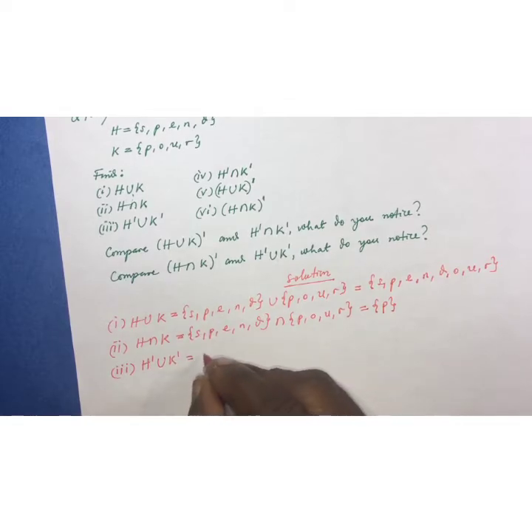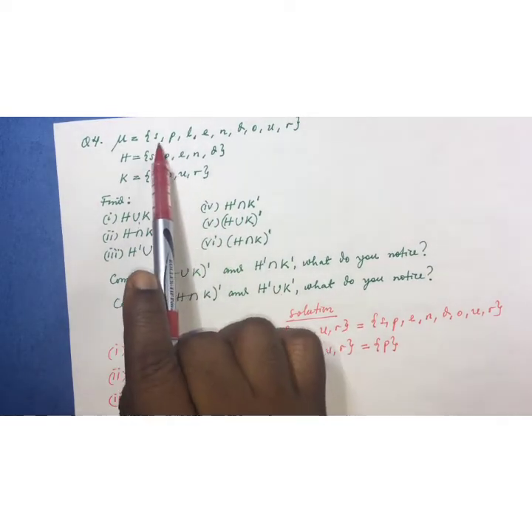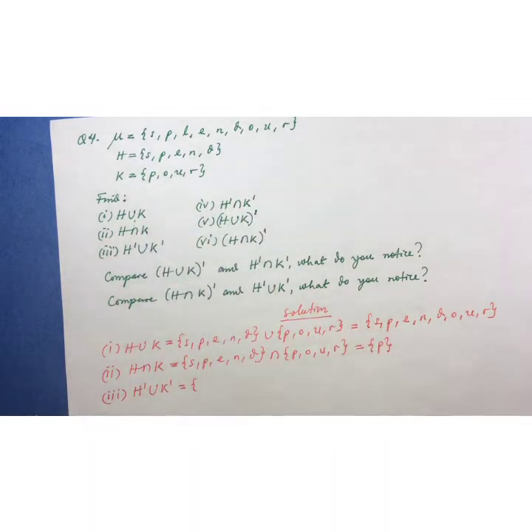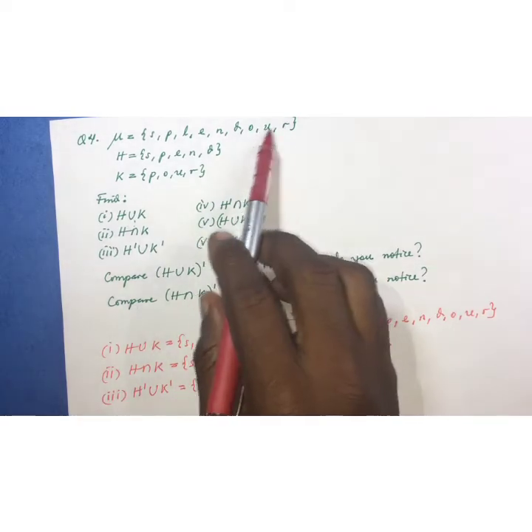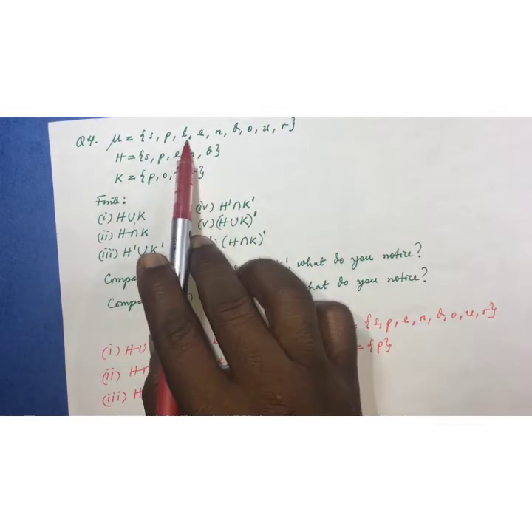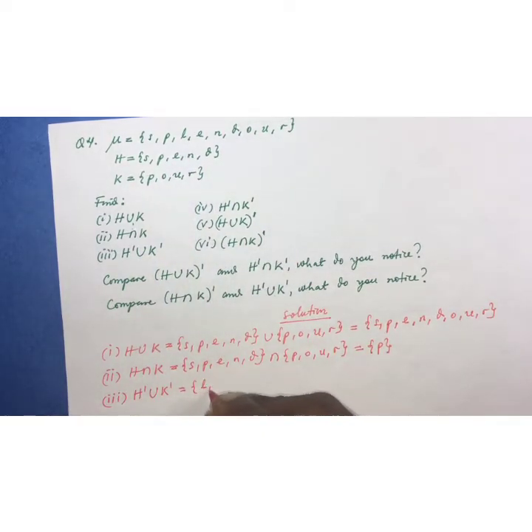Now, number 3 demands that we find H complement union K complement. So let's start with obtaining H complement. What is H complement? H complement will be the set containing elements you find in the universal set but not in H. So what elements do you find in the universal set but not in H? You will notice that O, U, and R are in the universal set but not in H. Then L also is in the universal set but not in H. So you have L, O, U, R.